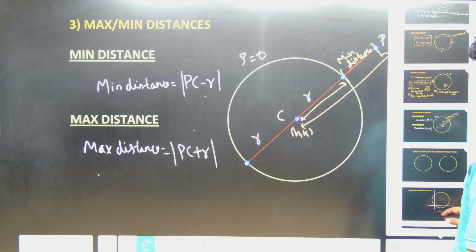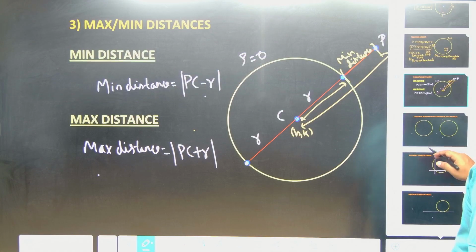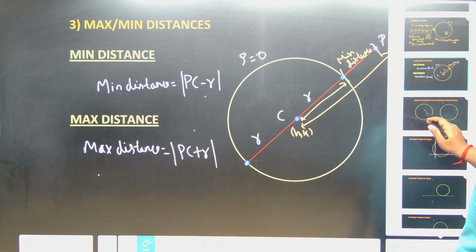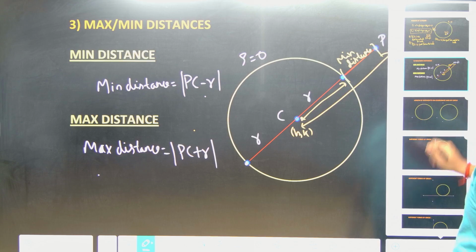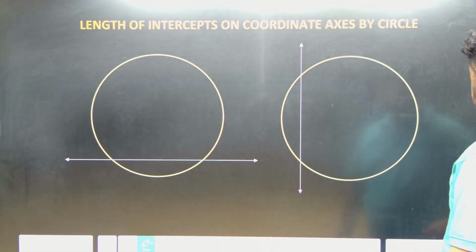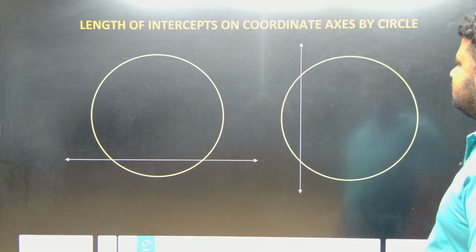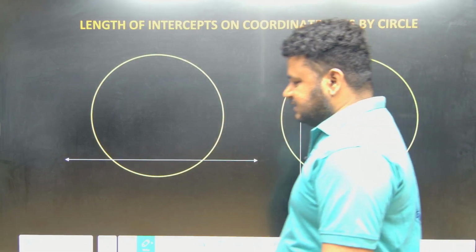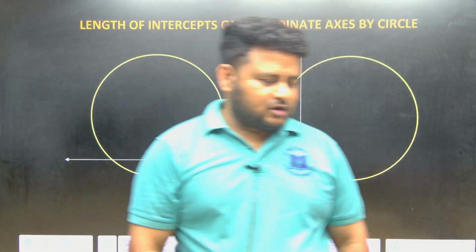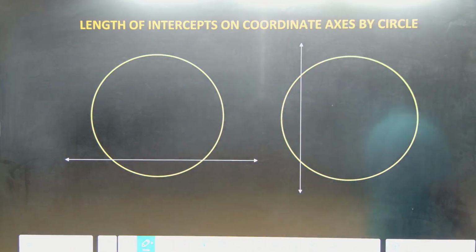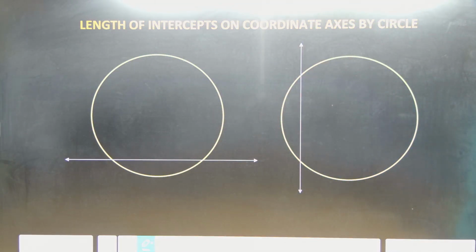Now let us go to the next concept. See here, the length of the intercepts on the coordinate axis by the circle. Please give it a thought. What will be the length? I will give you 1 minute. Please think about it.